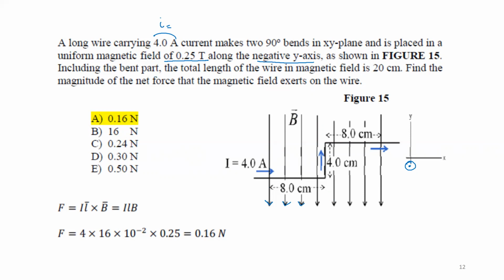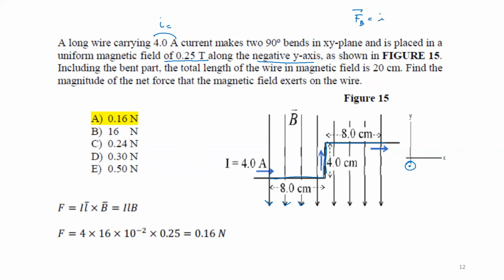Including the bend part, the total length is 20 centimeters. So here I have 8 centimeters plus 4 centimeters, 12, plus 8, so 20. So 20 centimeters is the total length of the wire. Now find the magnitude of the net force that the magnetic field exerts on the wire. So I want FB.